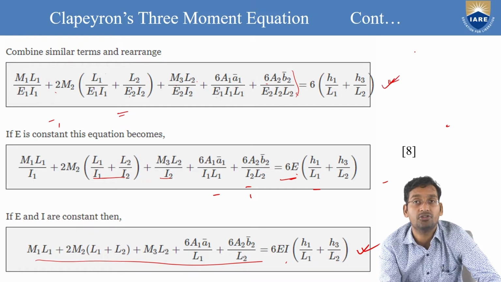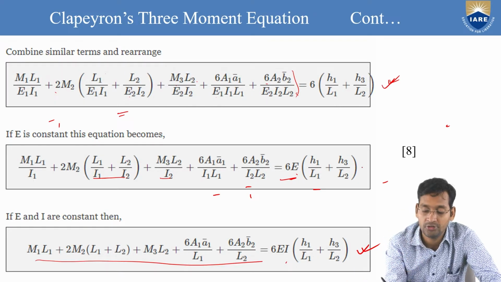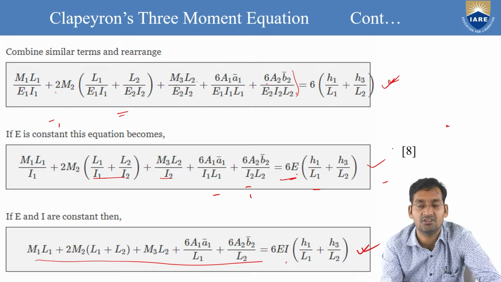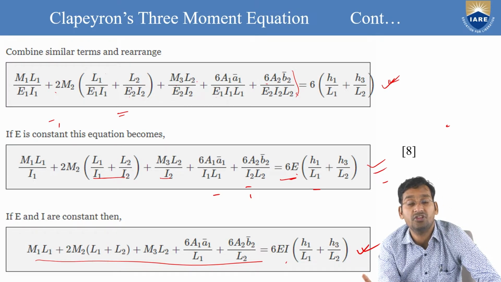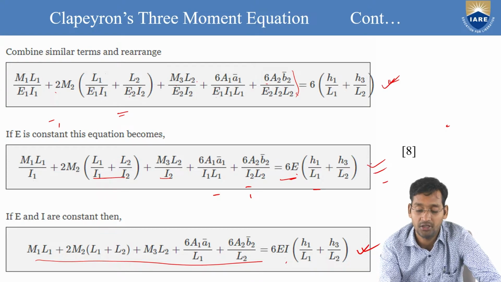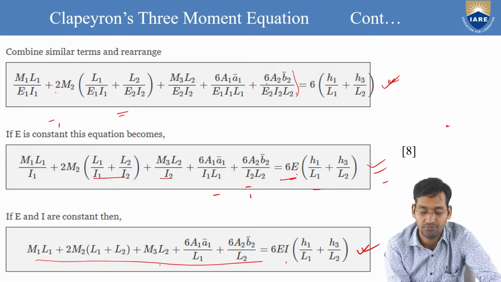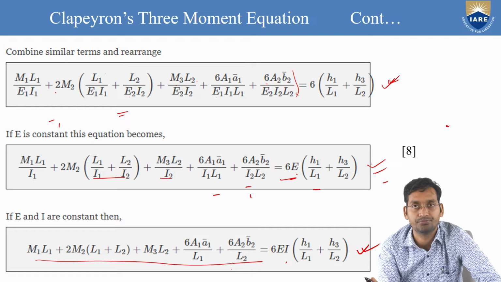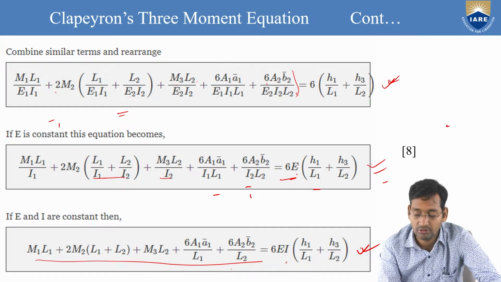Now depending upon the question, if they are of the same material, means they have the same Young's modulus or E value, then we can take E constant, and the same formula is converted to this one. If they are of the same cross section, which will have the same moment of inertia, then we can take I constant and then this becomes this one. Okay, so now this is the specialized case when E and I are constant.